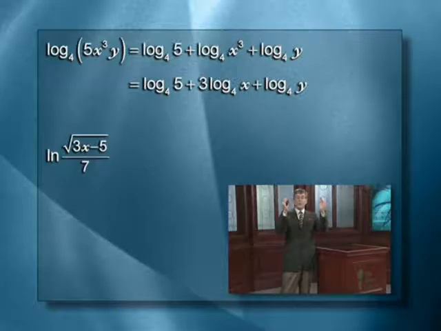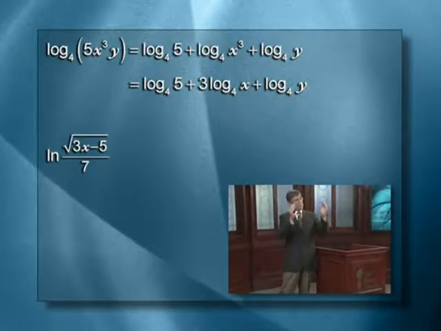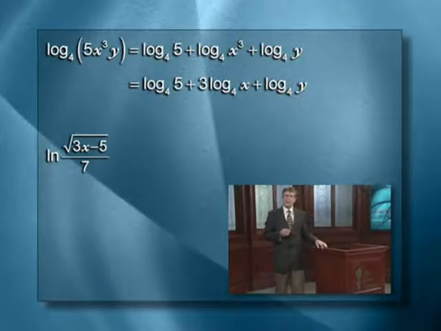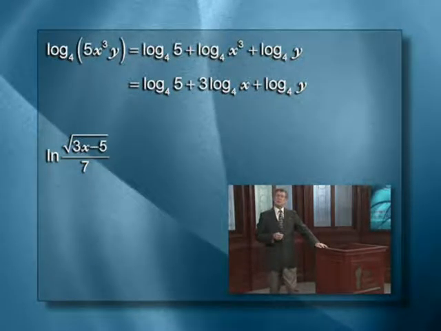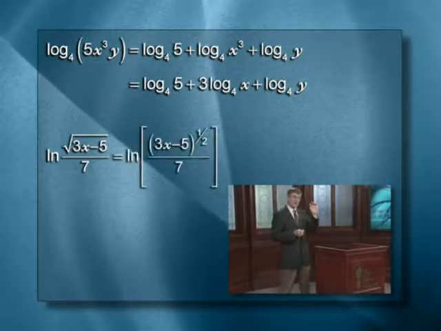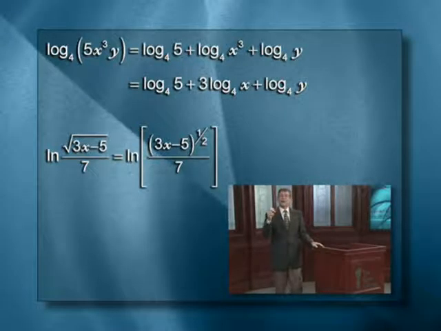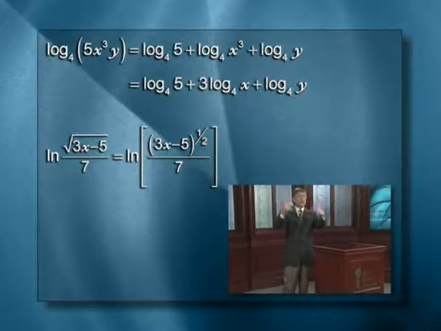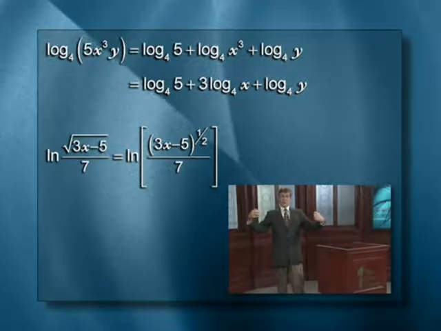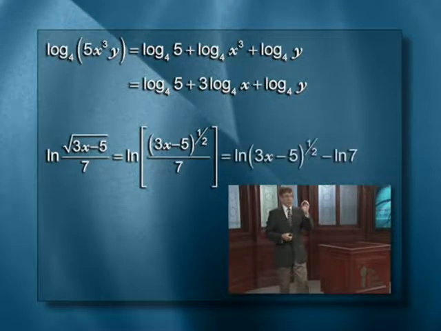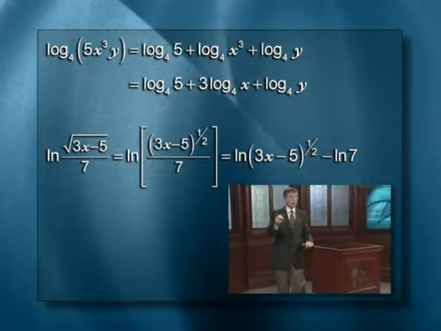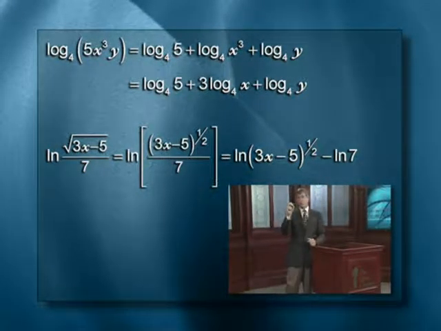So it's the logarithm of a quotient, and within that quotient, you've got a square root. Can we simplify this? Well, first of all, notice that a square root means it's an exponent of 1/2. So this is the natural log of 3x minus 5 raised to the 1/2 power divided by 7. Now it's a quotient, isn't it? So it's the difference of the 2 terms. So it's log of 3x minus 5 to the 1/2 minus log of the denominator, log 7.